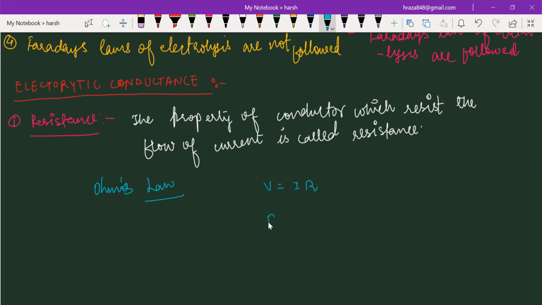So what will be the formula for potential equal to current into resistance? This resistance is denoted by R. R will be equal to V upon I, V by I. Do you know what is the SI unit of resistance?